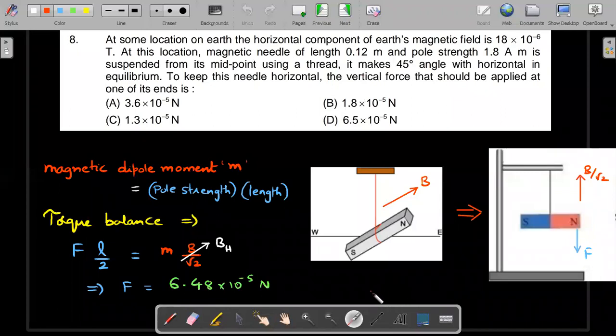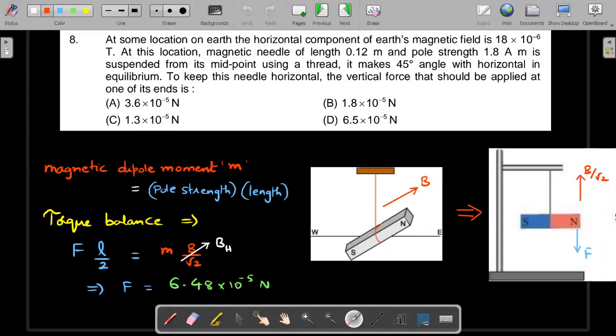So the thing is, initially when you hang a bar magnet or a magnetic needle, it seems it was pointing in a 45-degree direction, which tells you this 45 degrees is the dip angle. That will only happen if the vertical component and horizontal component are equal to each other. So whatever horizontal component he gave, the vertical component is also the same. Each of these numbers would be B by root 2.